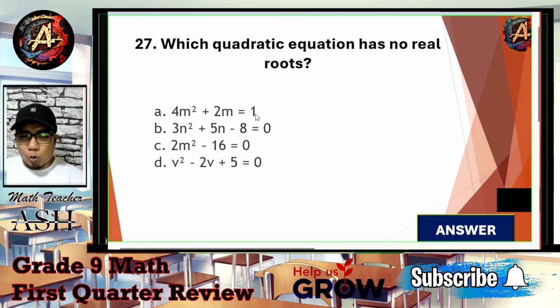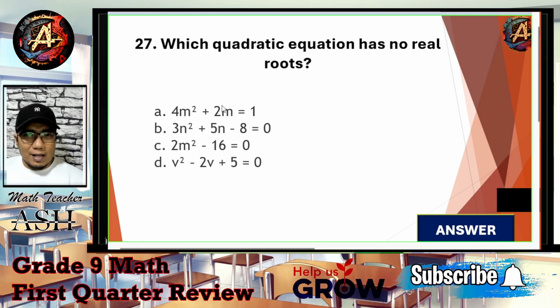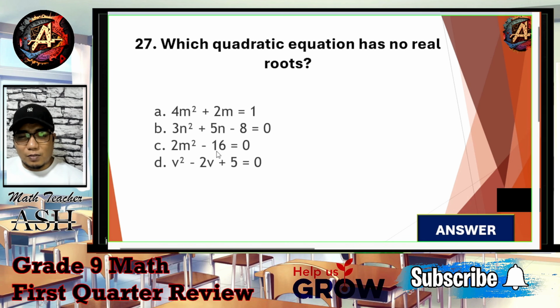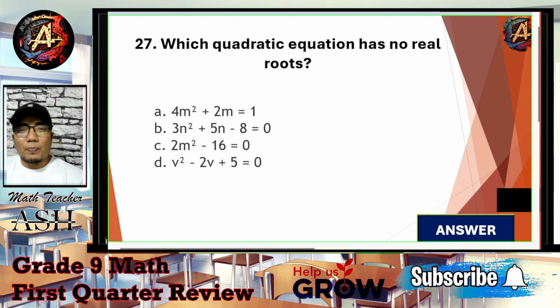When we transpose 1 here to the left side, that will become negative 1. So having a C which is negative 1, that's wrong. Letter B, your C is already negative. Letter C, your value of C is already negative. So, in letter D, your A is positive, your C is positive. Therefore, this is the correct answer because this will yield into a negative discriminant.